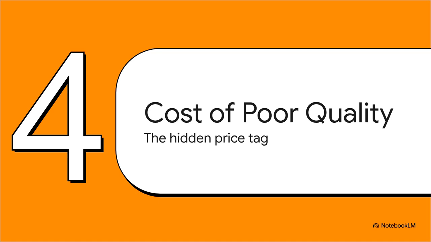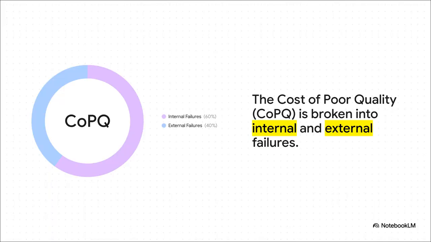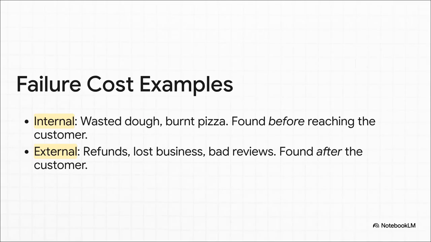This is what's known as the cost of poor quality, or COPQ. Now, this cost usually gets broken down into two main buckets. You've got internal failures. Those are the problems you catch before they ever get to the customer. And then you have external failures. Those are the much, much more painful ones that you don't catch, the mistakes that actually make it out the door.